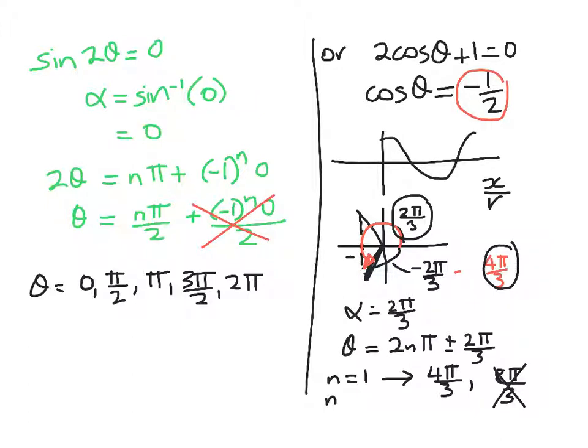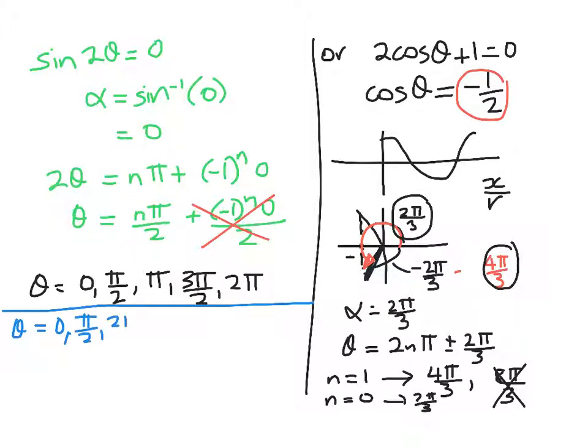Okay, and if we substitute n equals 0, one of the values we get is 2 pi on 3. So that's all a bit messy. What we want to do to finish it off is to write down the full set of solutions over here, and it's nice to do that in order. So the solutions are theta is 0, pi on 2, 2 pi on 3, pi, 3 pi on 2, 4 pi on 3, and 2 pi. Okay, so that's that one done.